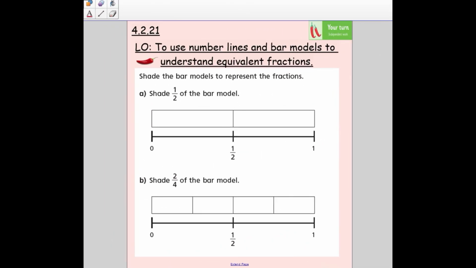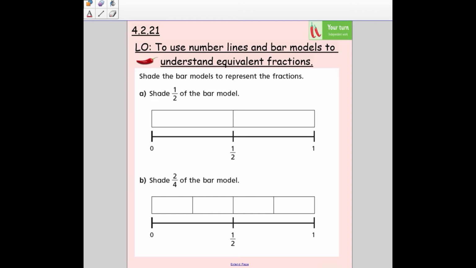Remember to do 1 chilli's worth of work depending on how you've got on with the lesson today. Either do chilli 1, chilli 2 or chilli 3. If you haven't got the sheet, you can just say how many things you're going to shade or jot your own bar down on a piece of paper.